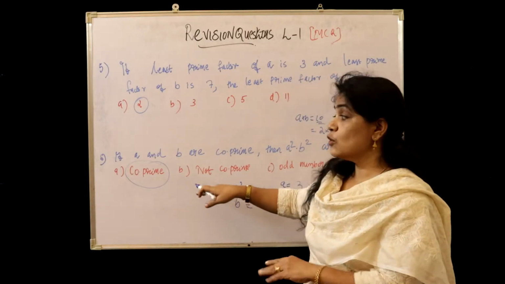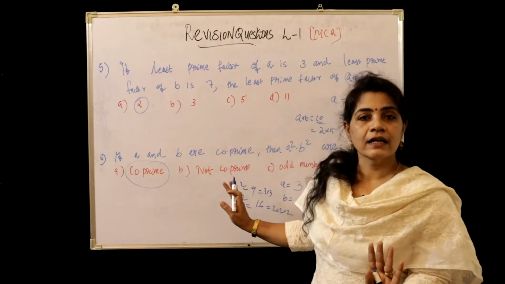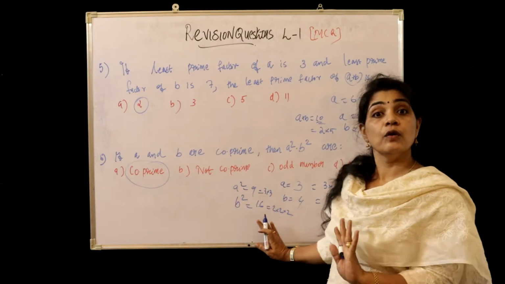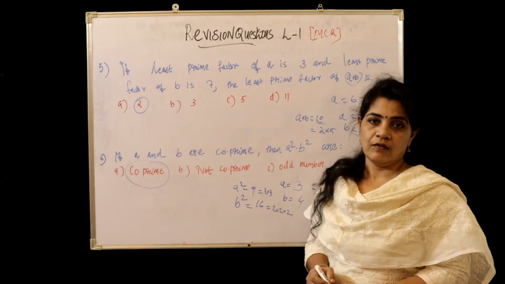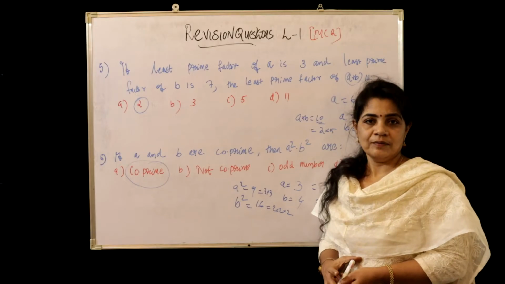But here what is asked? Co-prime numbers. So any numbers you can take, but the only condition is the HCF must be 1, no other common factor other than 1. So a square into b square is also a co-prime number.